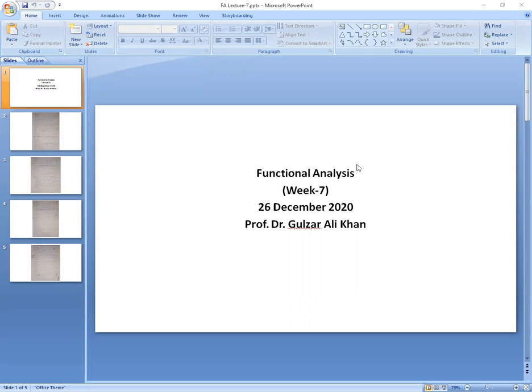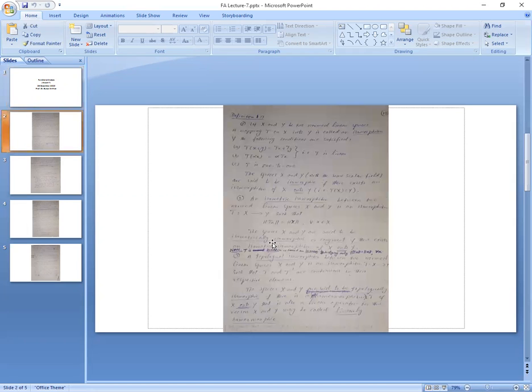Okay, we start this online session of functional analysis. This is the 7th week of the course, and today is the 26th December 2020. If you remember, in our previous lecture we defined the norm of an operator. The norm of an operator is defined by three formulas, and we said that these three formulas are equivalent, but we didn't prove the equivalency because the proof was too lengthy.